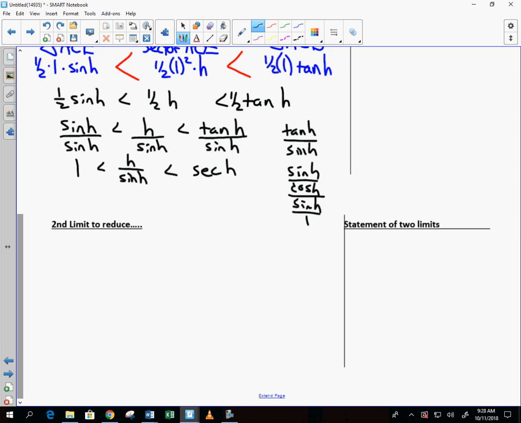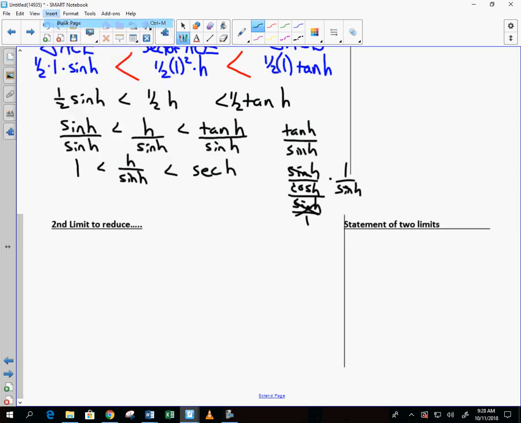So tangent divided by sine. I've got sine over cosine is tangent. Sine is sine over 1. I'm going to multiply by the reciprocal. 1 over cosine is secant. Now, I'm going to do one last thing. I would like it to be sine of h over h as opposed to h over sine of h. So I'm going to take the reciprocal of everything. Now, watch what happens when you take the reciprocal.